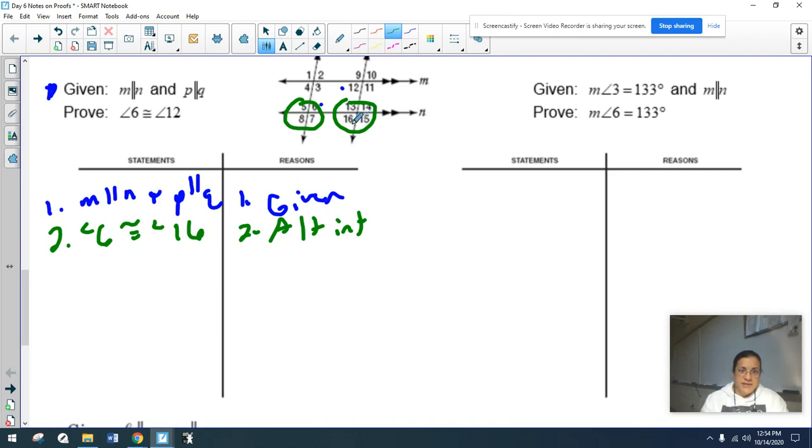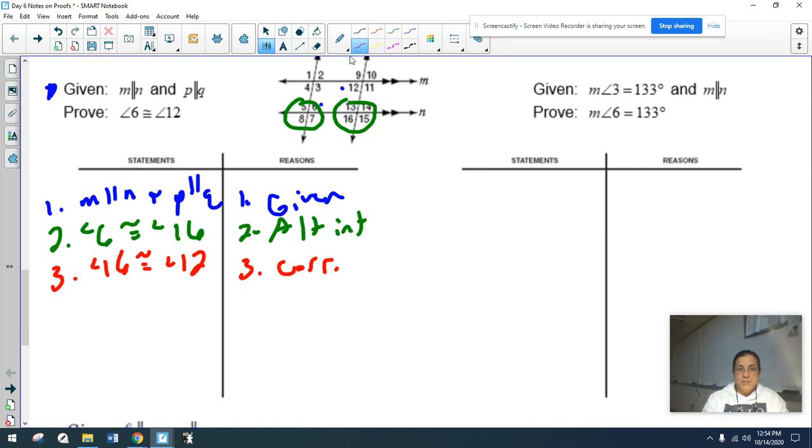So right now I'm at 16. And then the reason why I picked 16 is because 16 and 12, they have a relationship with each other. So they're also equal. The reason why I'm working my way to 12 is because I know I'm supposed to get to 12 somehow. Okay, that's what makes these difficult. So 16 and 12 are congruent. Why? Because they're corresponding angles. 12 is in the bottom left, 16 is in the bottom left. So if you have parallel lines, M and N, that means all your corresponding angles are congruent.